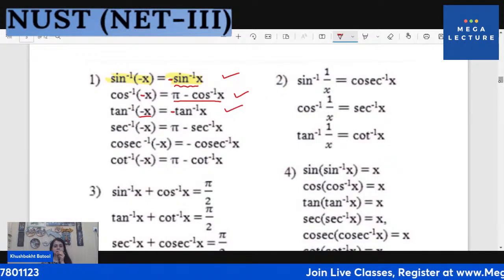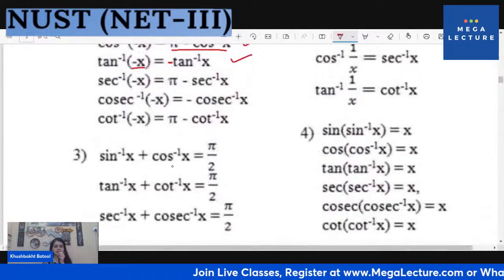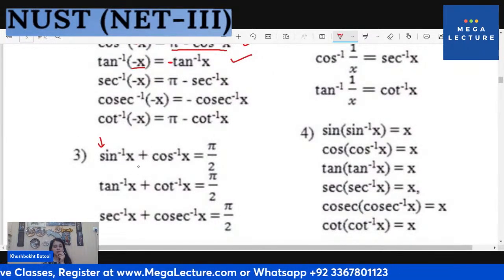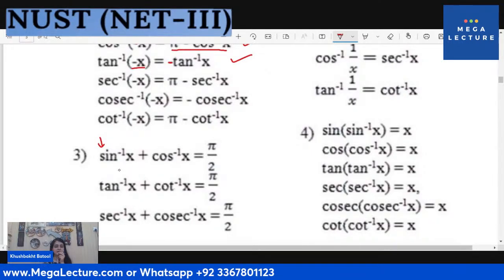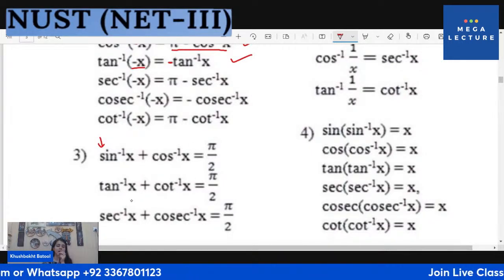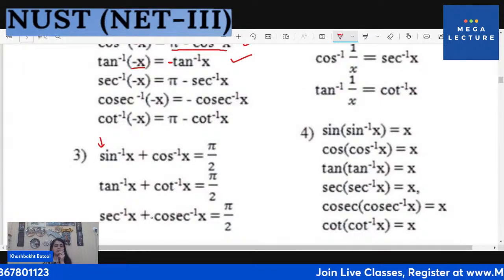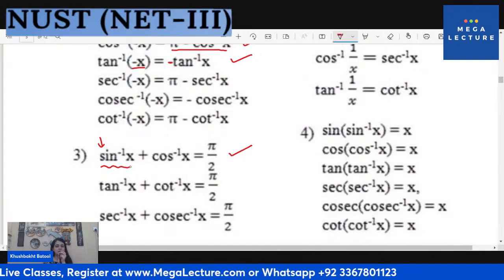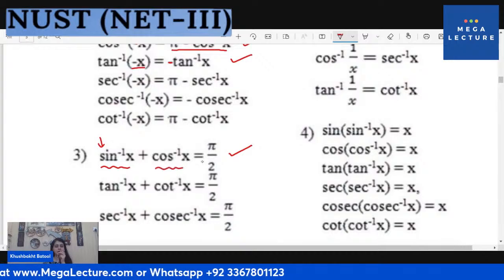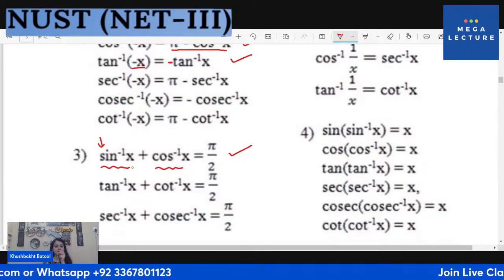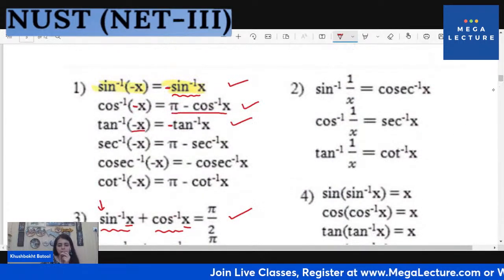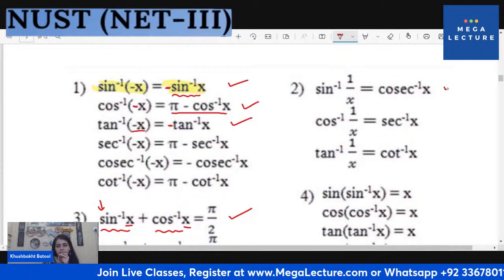Then if I talk about the second one, that is very easy. Like if I talk about this group right here, now you can see that all of these identities are making sense, right? Sine and cos is giving you pi by 2, tan inverse and cot inverse is also giving you pi by 2, secant inverse and cosecant inverse is also giving you pi by 2. But still, this is the most important one. Always remember, whenever you have sine inverse of x plus cos inverse of x, their sum is going to give you pi by 2. Then here, these three are very, very important.